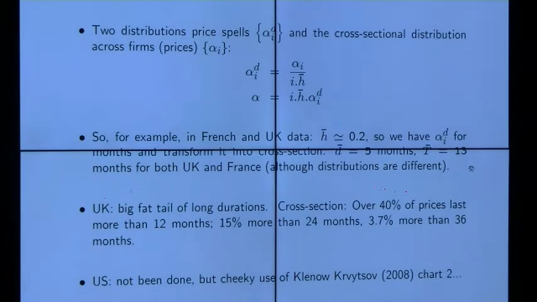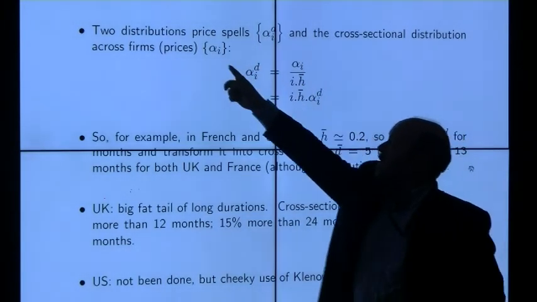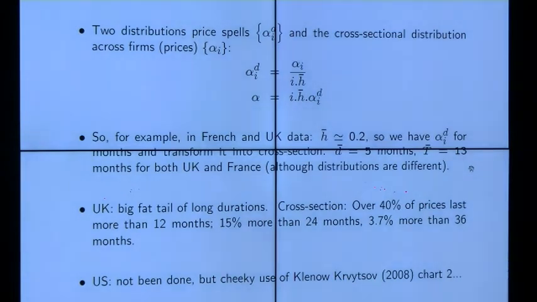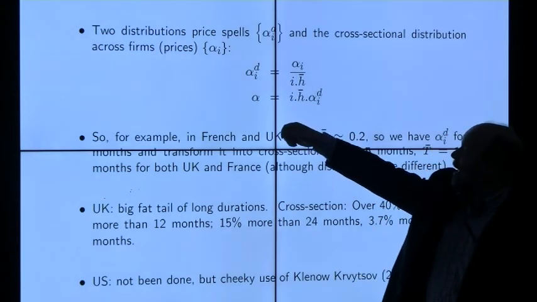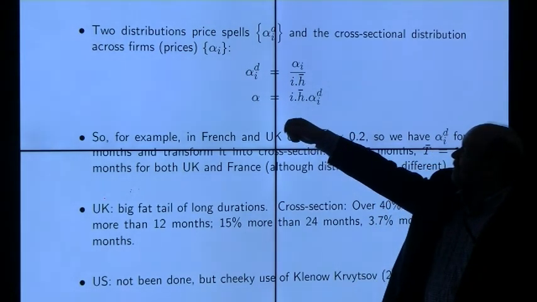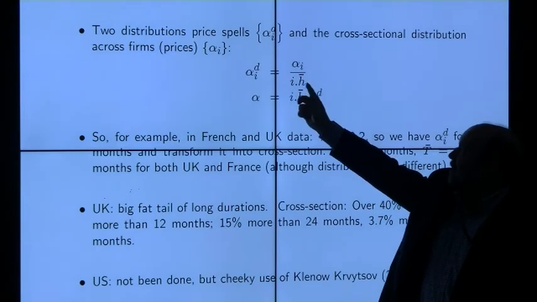So we can look at two distributions here. One I've called the distribution of durations, alpha ID, and the other the cross-sectional distribution. And how are they linked? Well, they're linked in a very, very simple way, and I'll show you how this works out soon. So the distribution of durations is simply equal to the cross-sectional distribution, divided by IH.